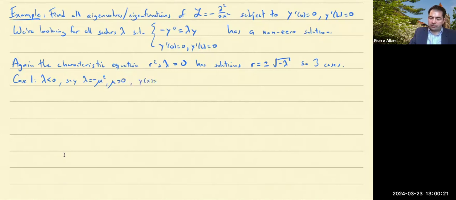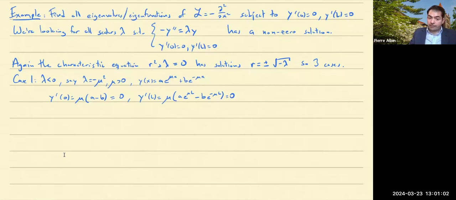So here y of x is a e to the mu x plus b e to the minus mu x. And our 2 boundary conditions, y prime of 0 would be mu times a minus b, right? We want that to be 0. And then y prime at L would be mu times a e to the mu L minus b e to the minus mu L, right? And we want that equal to 0 as well.